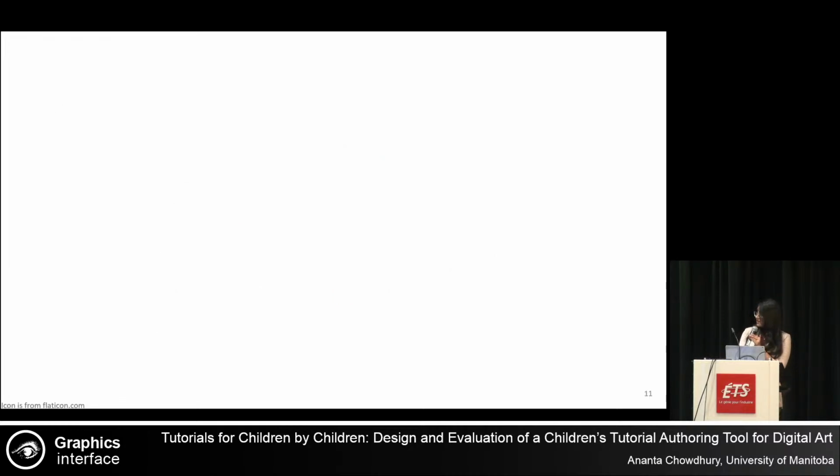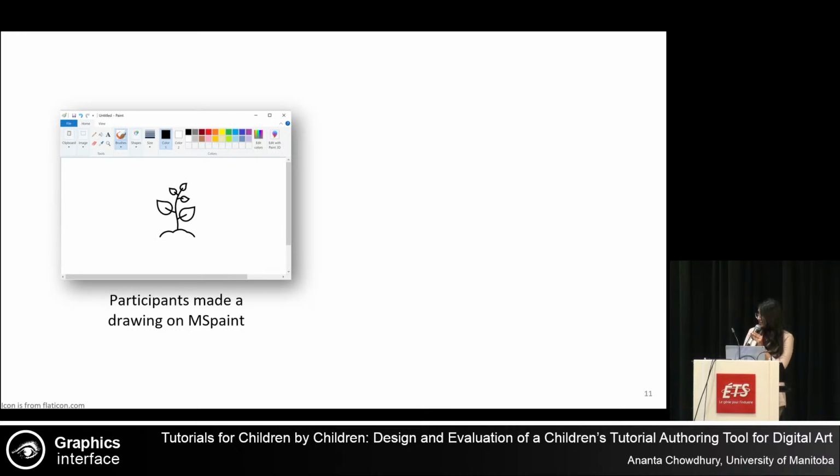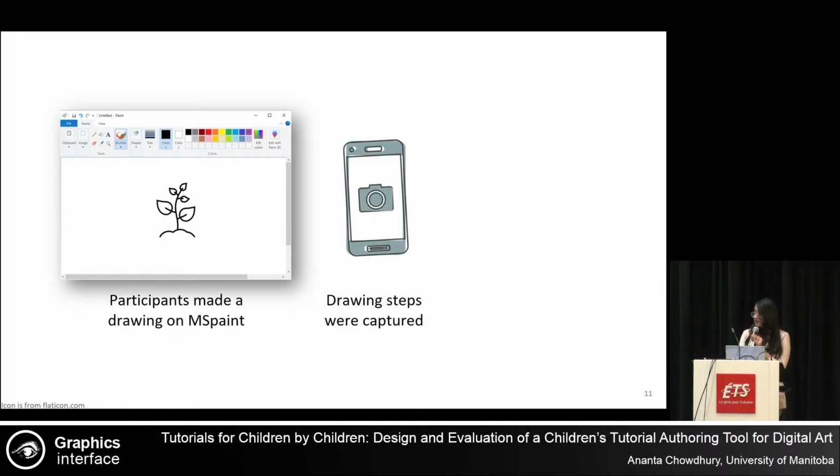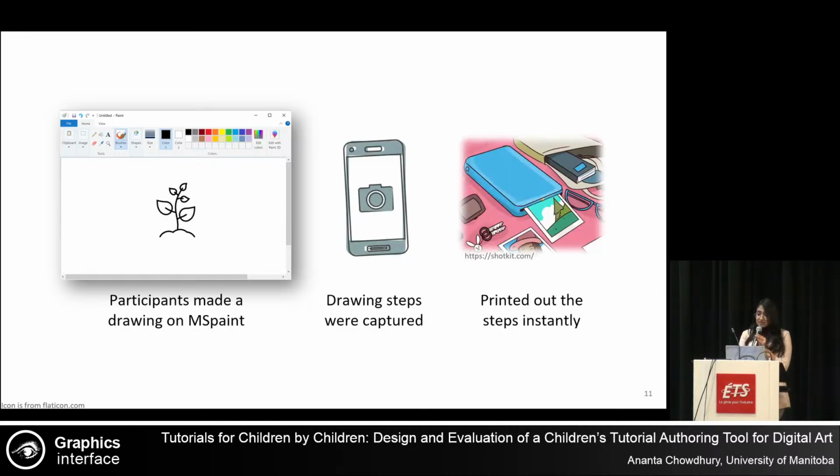In the participatory design sessions, at first we asked the children to create a drawing on computer using Microsoft Paint. And when they were creating their drawing and they were ready to save a step, create a step, they would let us know, and we would capture that step with a camera. These steps were printed out instantly using a Polaroid printer, and they used the captured steps to create a tutorial with us using our paper prototype.